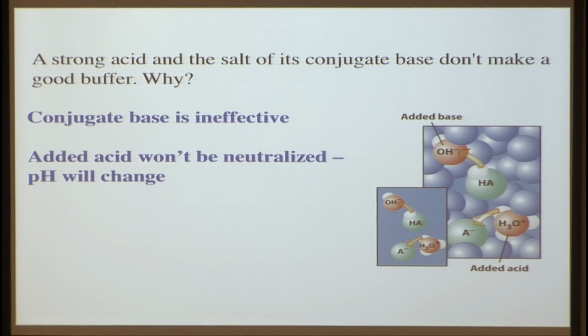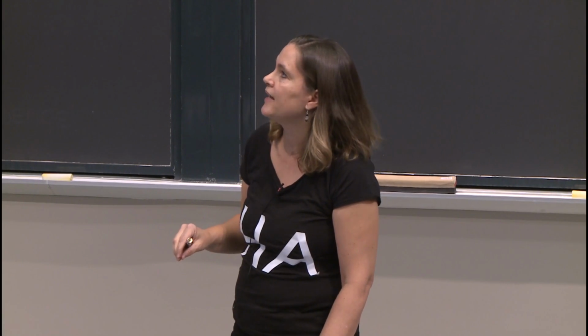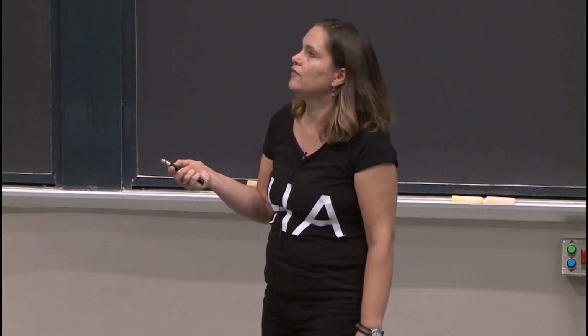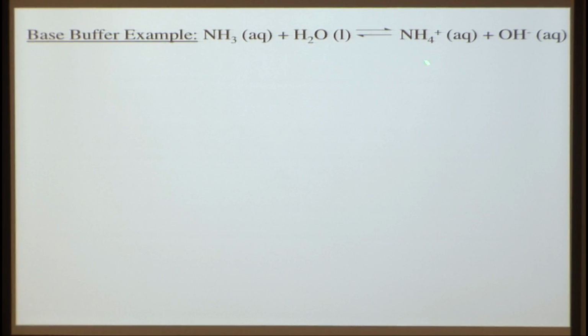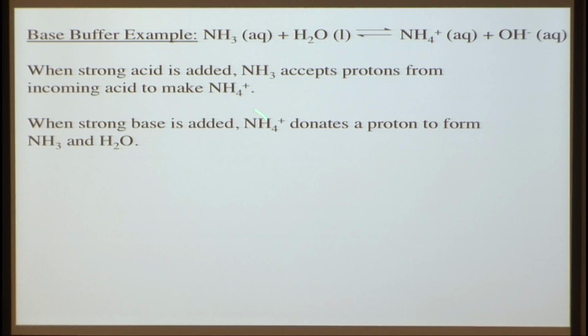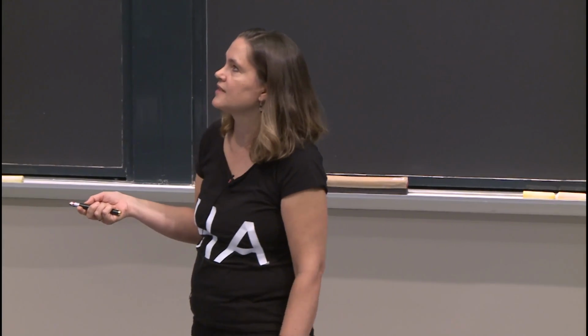All right, so all of this is really the same for a basic buffer. We can look at an example here of ammonia plus water going to ammonium ion and hydroxide ion. When you add a strong acid, the base will accept the protons and make more of your conjugate acid. When a strong base is added, the conjugate acid will donate its proton, and it will form NH3 again, that conjugate base, and water. And the pH will stay the same.